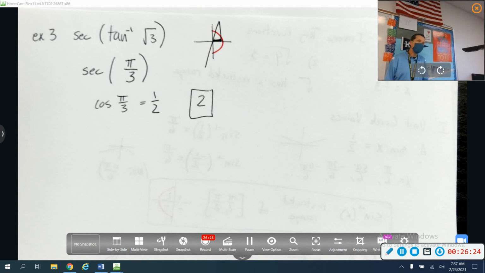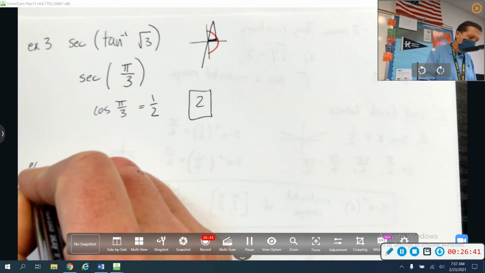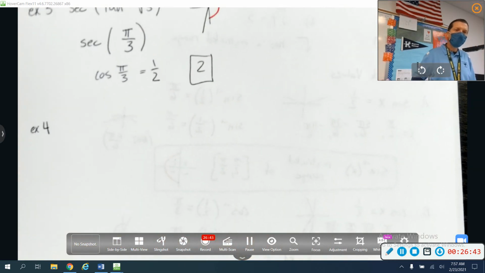Correct. You don't flip the angle. You never flip the angle. I can say that. You'll never flip the angle. So you'll never have 3 over pi or 6 over pi or anything like that. You would only flip the value. That's a good question because we'll flip a value right here.